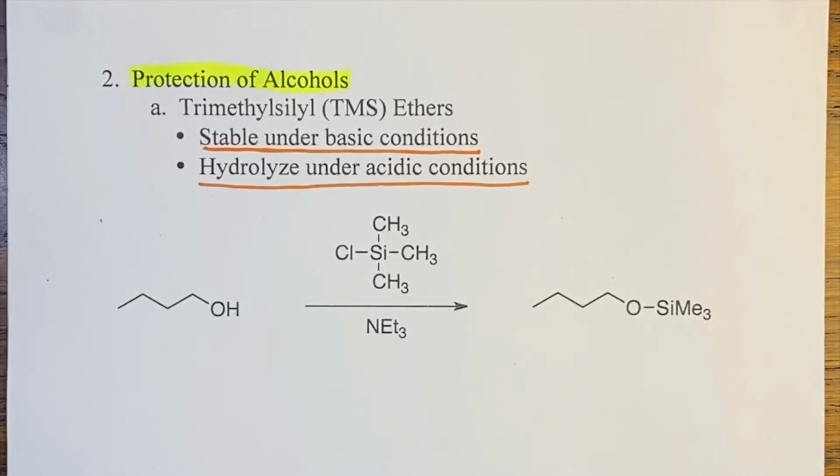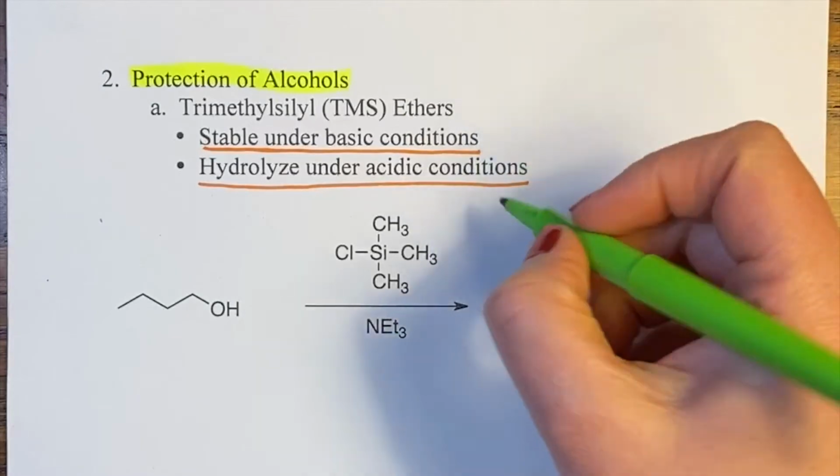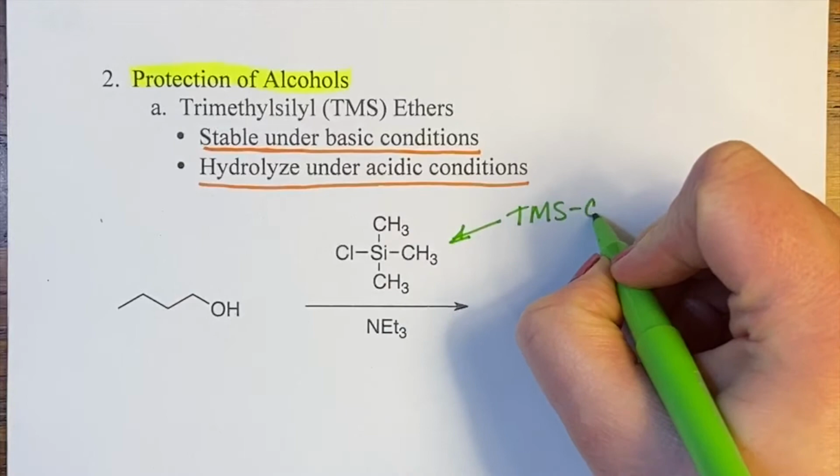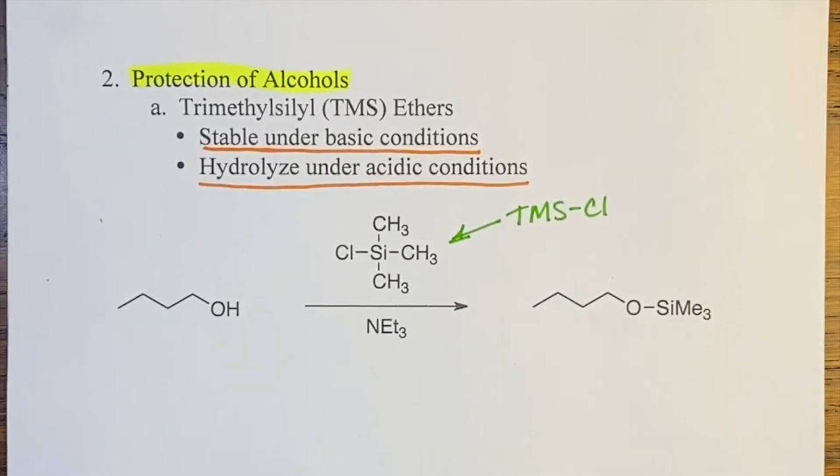In order to make our trimethylsilyl ether, we're going to take an alcohol like this one here. We're going to treat it with trimethylsilyl chloride in combination with triethylamine, and we're going to get our protected trimethylsilyl ether out of the reaction. This reagent is sometimes referred to as TMS chloride, and you may use that abbreviation, where the TMS stands for the trimethylsilyl group. We can also use that abbreviation in the final product, and I'll show you that in a moment.